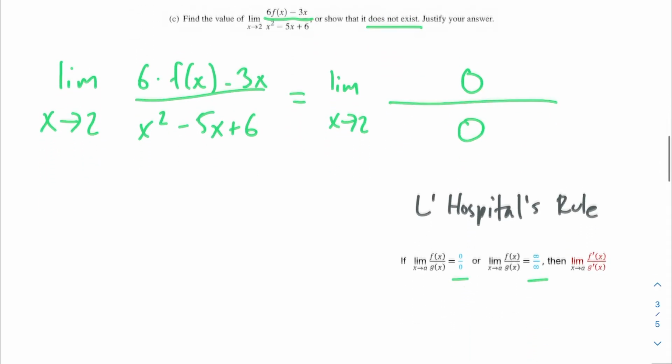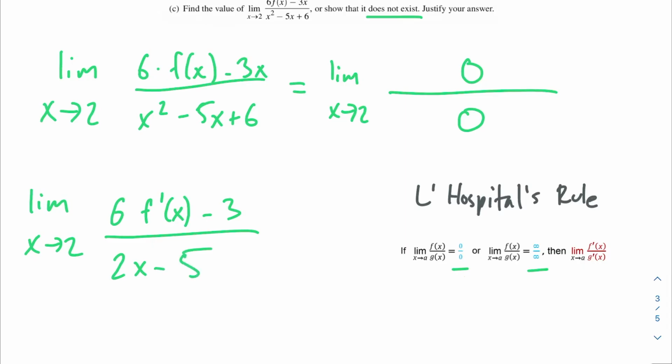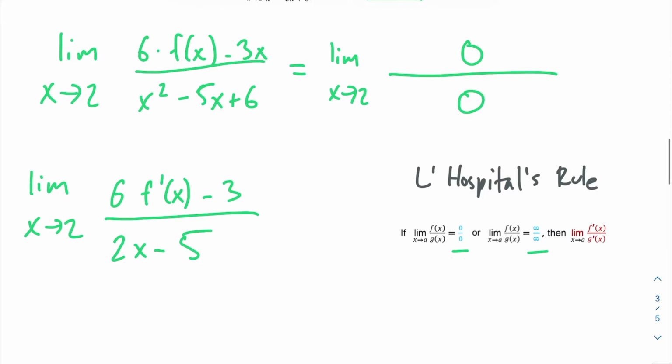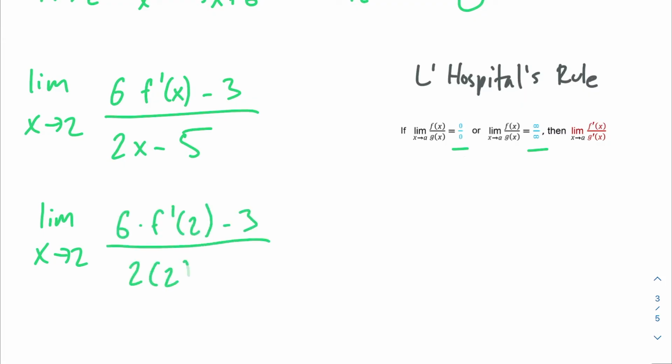So we are going to take the derivative of both the numerator and the denominator. So it's going to be 6 times f prime of x minus 3 over, drop the 2 down, just simple power rule, 2x minus 5, and then the 6 goes away because it's just a constant. Okay, so now we have it in a slightly different form. Let's go ahead and plug in our 2 and let's see if this is going to get us out of this indeterminate form. So we get limit as x approaches 2, 6 times f prime of 2 minus 3 over 2 times 2 minus 5.